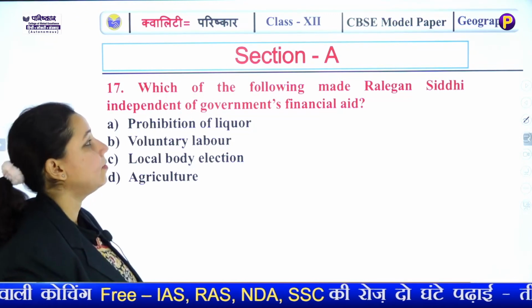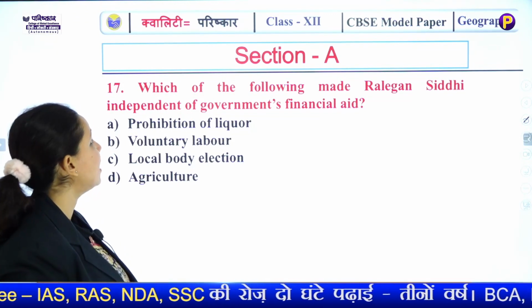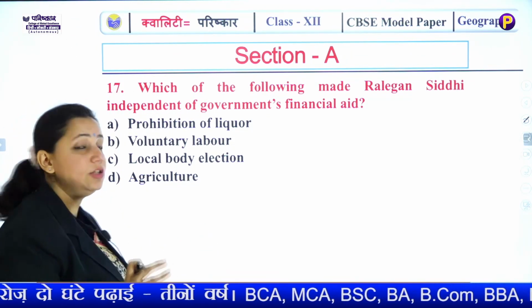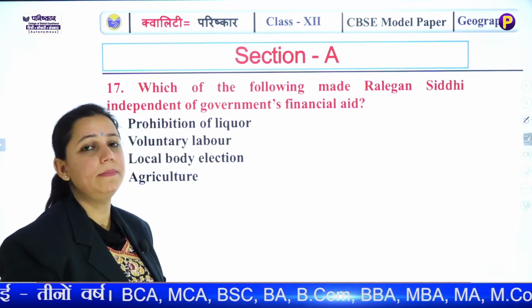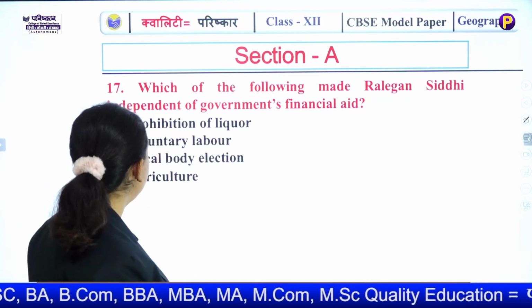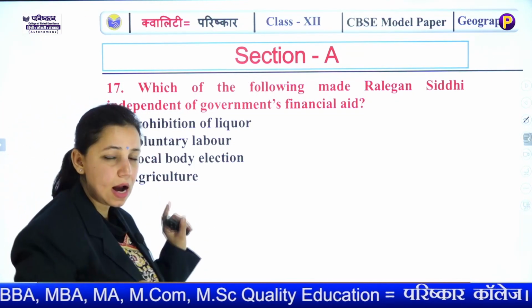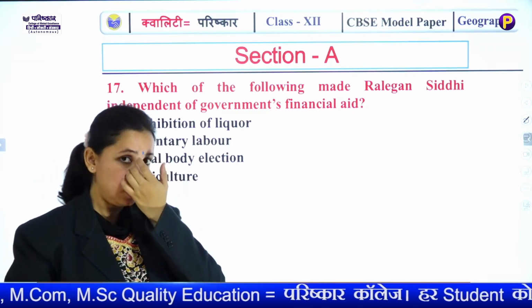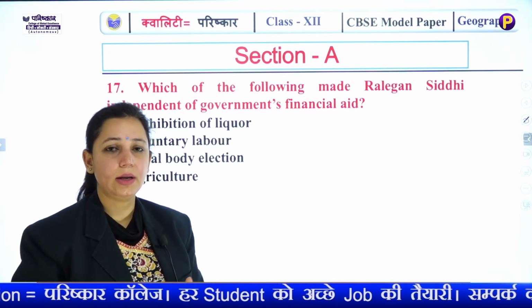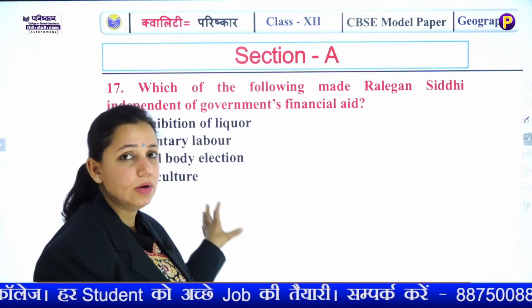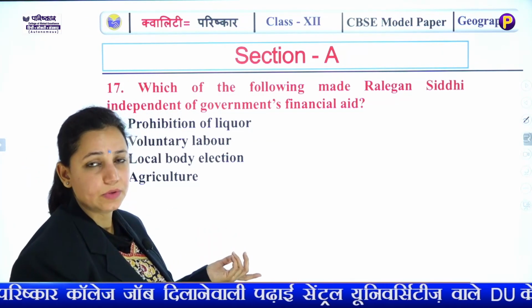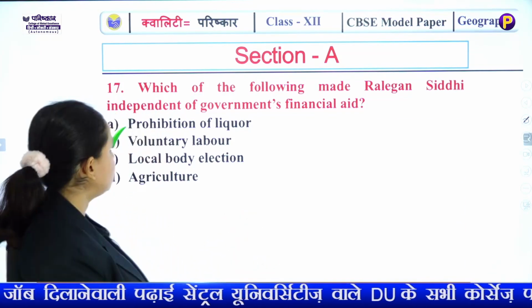Which of the following made Ralegan Siddhi independent of government financial aid? Now the next question is how they are making that region self-sufficient. What is the main reason for this self-reliance, self-sufficiency? It is voluntary labor. It is also marked in the passage. The last passage talks about the voluntary labor, voluntary community participation that has made this region self-sufficient. So here we solve these case study based MCQ questions.